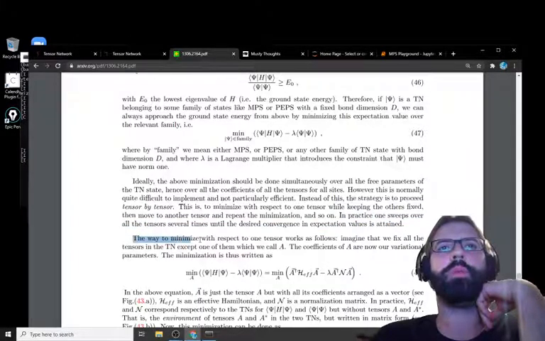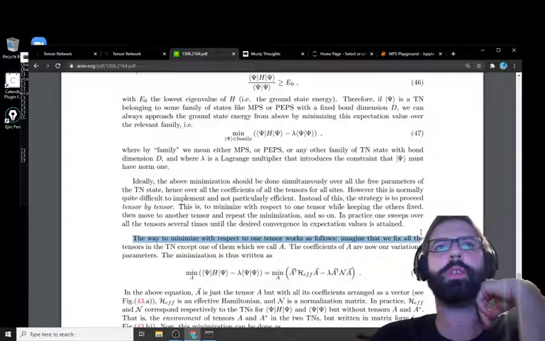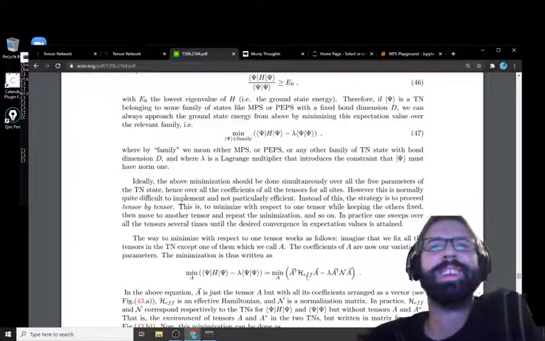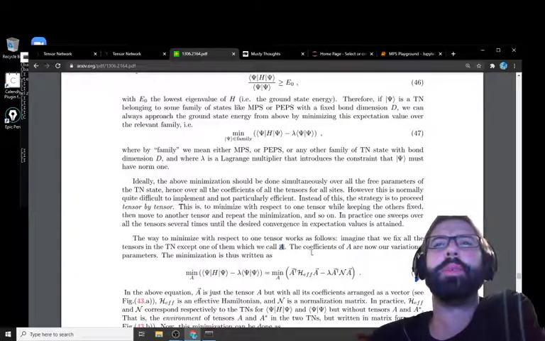The way to minimize with respect to one tensor works as follows. Imagine that we fixed all the tensors in the Tn except one of them, which we call A. The coefficients, that's your ansatz, that's the one you're going to be optimizing. It's pretty smart. So you're going to fix the rest. The coefficients of A are now our variational parameters.